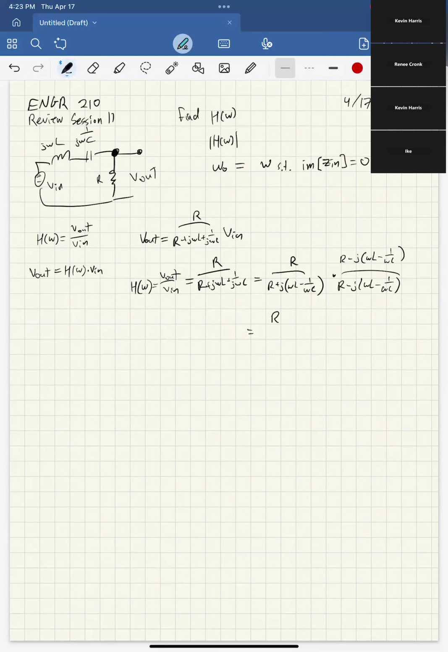So your final answer here would be R squared minus J R times omega L minus 1 over omega C, over R squared plus omega L minus 1 over omega C, squared. And this would be your H of omega. This is our final answer because we have a very clear real and imaginary part, and the denominator is all real. So this is in effect the a plus bi form, and that's what we want in this question, A plus jb form, because in the question it said in standard complex number form.